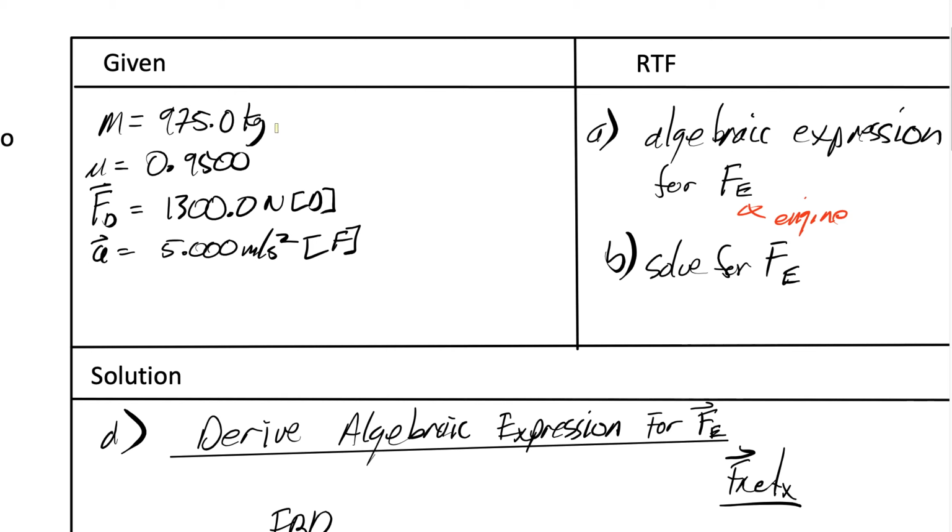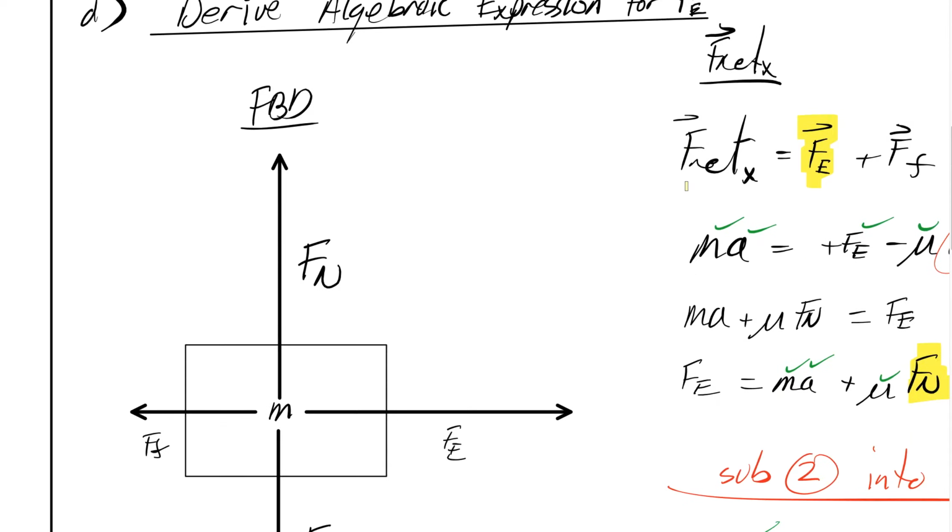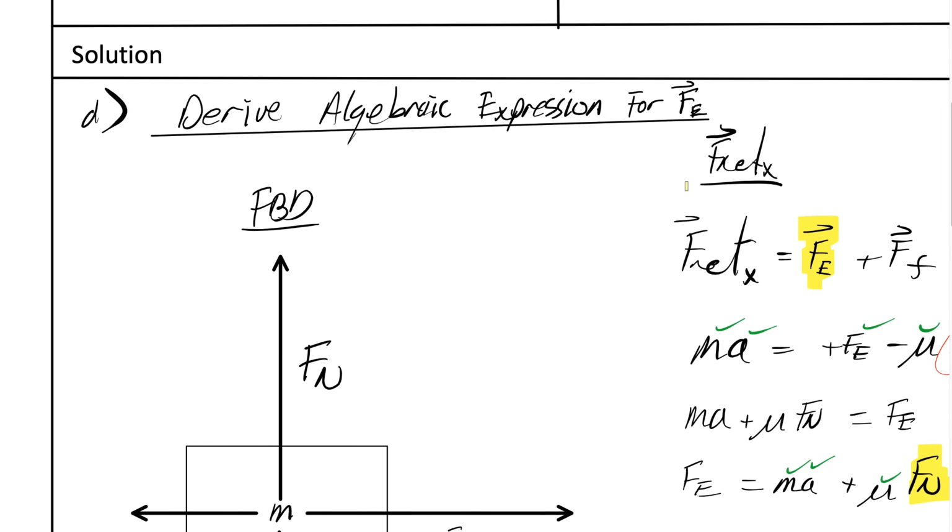Let's start off by focusing on the given section. We know the mass, 975 kilograms. We have the mu, the downward force, and the acceleration given. We are looking for the force of the engine. Before you do any algebra, we need a proper free body diagram.